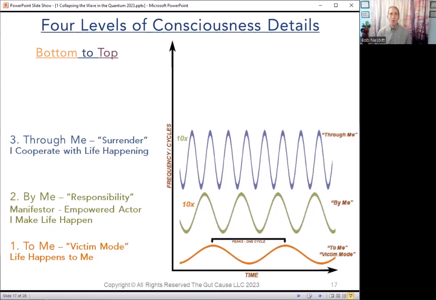attracting by collapsing the wave and bringing to fruition whatever it is, by flowing with the river and going downstream a lot quicker. And again, a 1 hour cycle in through me would be the equivalent of 10 times the frequency in by me, or 100 times in to me, and it's very powerful. Innovators, musicians, and writers have said that their ideas, music, and stories came through them as if by accident.